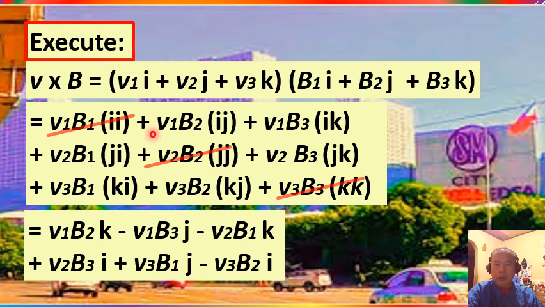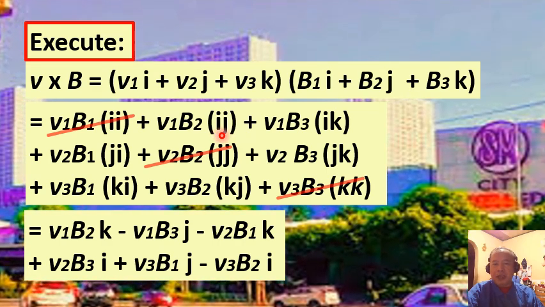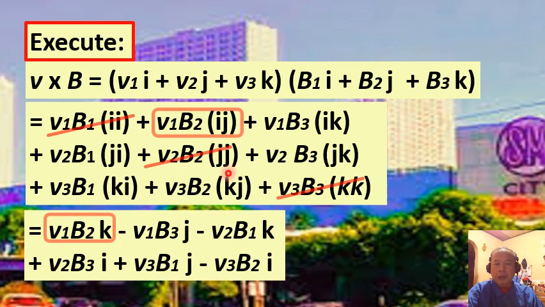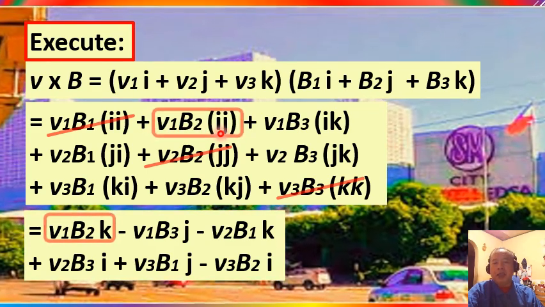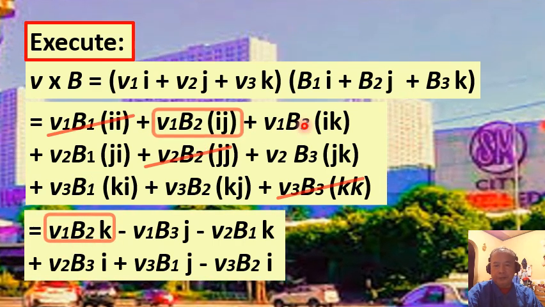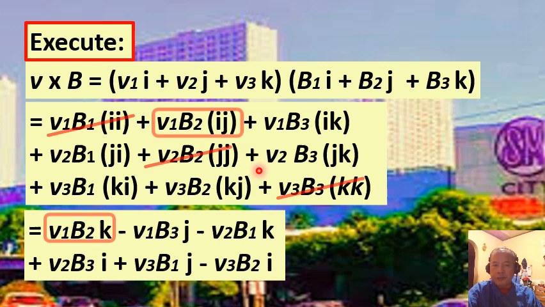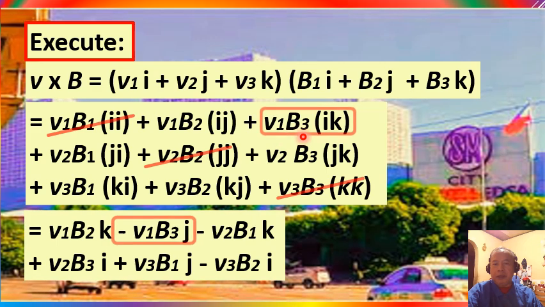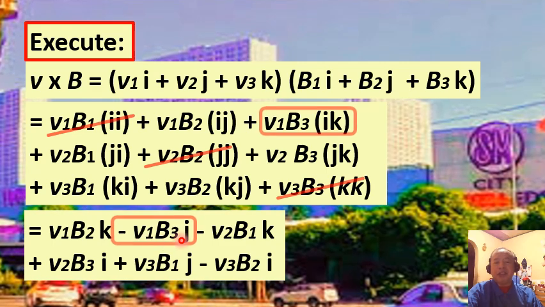And the cross product of unit vectors I and J is in fact equal to positive K. So V1 B2 multiplied by IJ is simplified to V1 B2 K. While the cross product of unit vectors I and K is in fact equal to negative J. That's why V1 B3 multiplied by IK is now reduced to negative V1 B3 J.